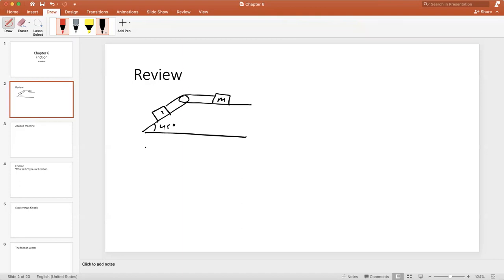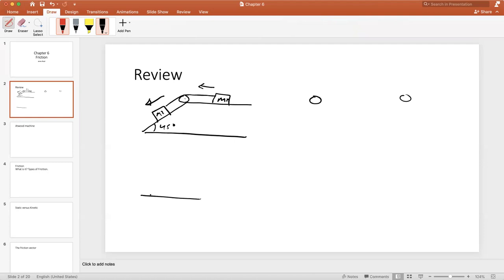This will be 45 degrees. I'm going to tell you that it's going to try and slide straight down, which means, sorry, this is M2, this is M1, which means this one's going to head to the left. So first thing we do is we draw a free body diagram.